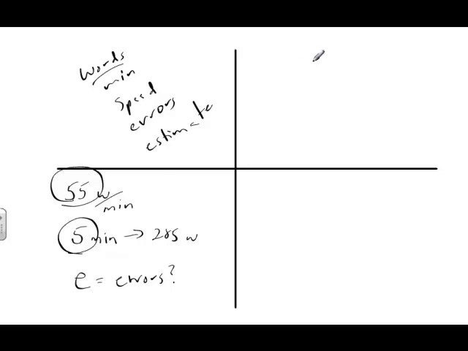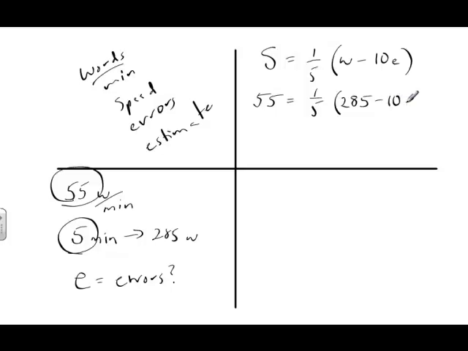So we have a formula. What's the formula? S equals 1/5. What's S? Speed. Okay, so that's our 55, right? Then we have 1/5. What's W? Words. So how many words did she do? 285. And E is the errors. We don't know that one. All right, so what do we do with this equation? First step.